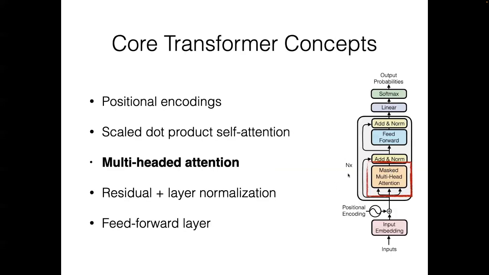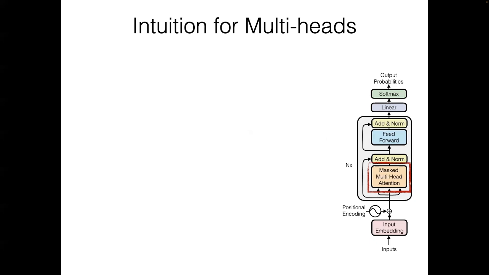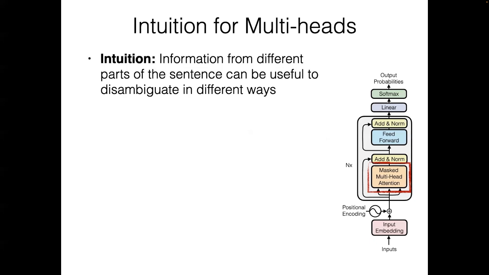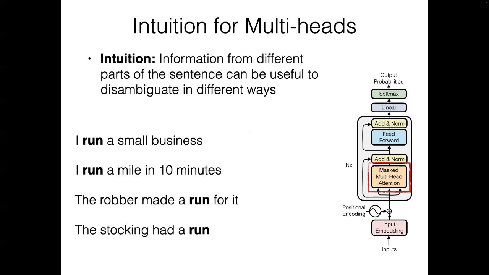Okay, so then once you have this attention operation, there is one more thing that's done, and it's called multi-head attention. So the intuition here is that information from different parts of the sentence can be useful. And so you don't want to just attend to one thing at a time. You want to attend to multiple things and then combine them to have an output.